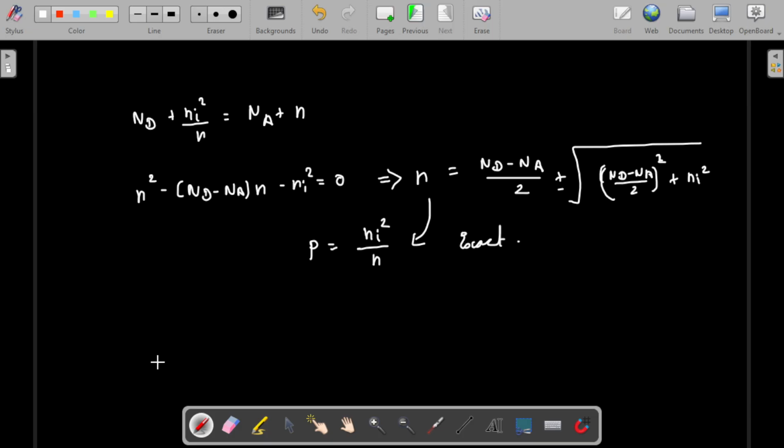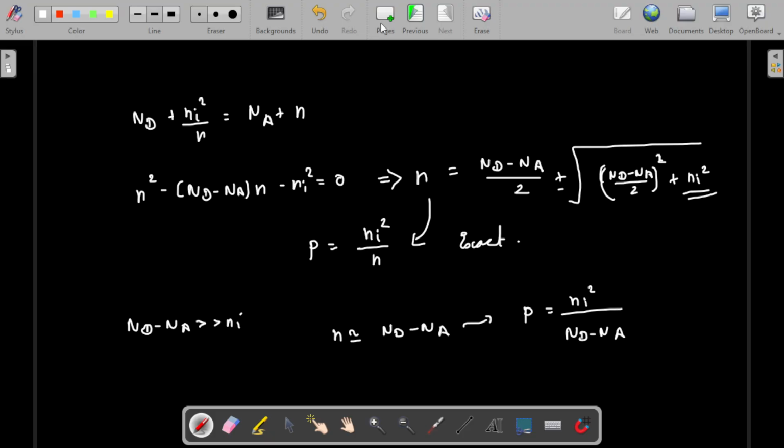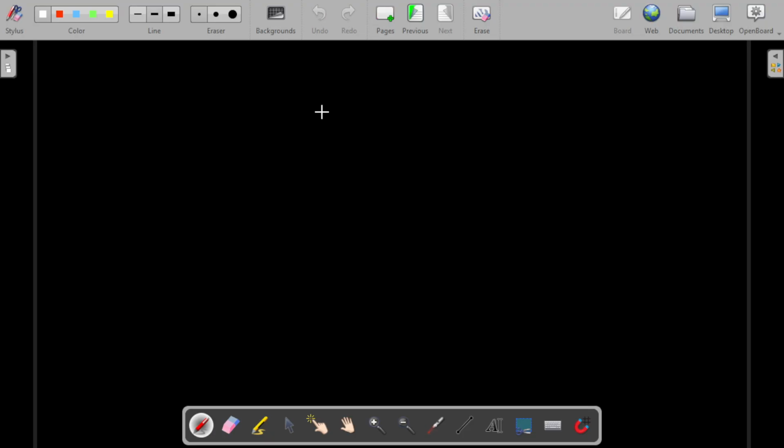Here also we can make the approximation that if Nd minus Na is much greater than ni, then we can ignore this term. So n will be approximately equal to Nd minus Na. Then we can apply this in the minority charge carrier formula: ni square divided by Nd minus Na. This is the approximate one. Similarly, there is a fifth type, called the compensated semiconductor for p-type.